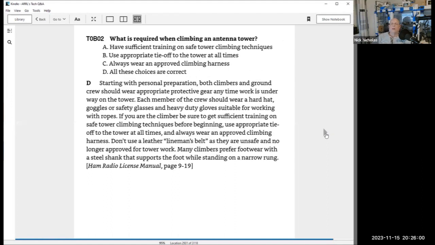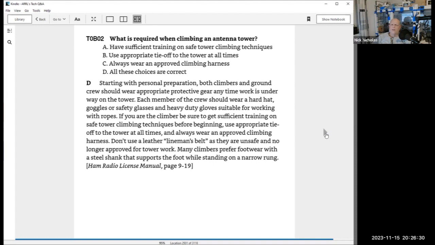What is required when climbing an antenna tower? I think I covered this last session, didn't I? Okay. If you're going to climb a tower, first you need to have proper training to climb a tower. Don't do so if you don't have it. Don't climb a tower, by the way, if you're afraid of heights. B, use appropriate tie-off points at all times.